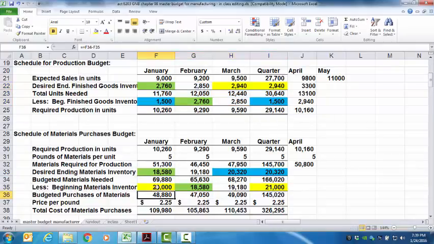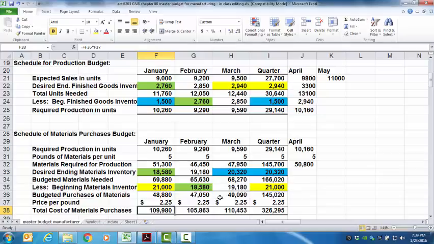So let's find the difference. If you need 69, you already have 21, then you only need to buy 48, and do that for each of the months in the quarter. And then recall, we said that each pound was going to take $2.25, and then just a simple multiplication will get you the total cost. And that will get me the schedule of materials purchases budget.